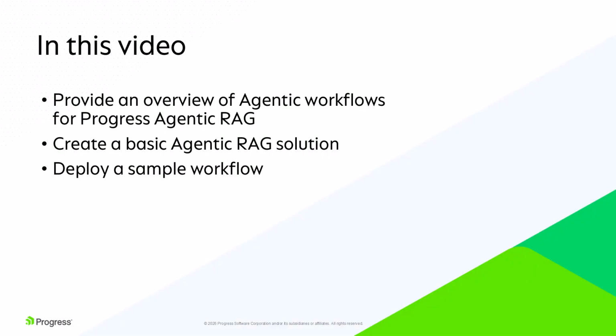Welcome to Progress Agentic RAG. Progress Agentic RAG is a comprehensive RAG as a service platform that enables you to build intelligent document search and question answering systems for your knowledge solutions.